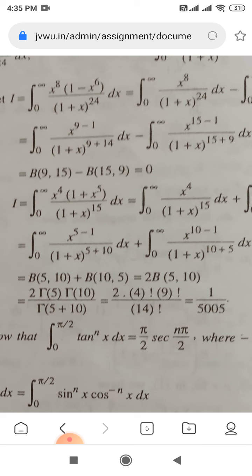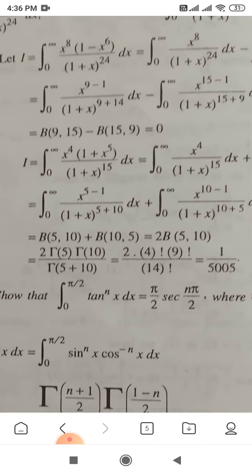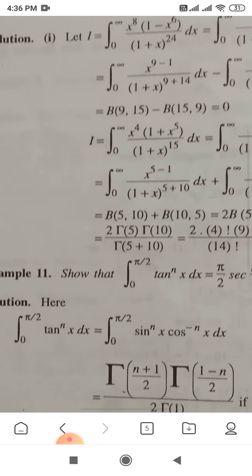Express it in the gamma function: beta(m, n) is equal to gamma m gamma n upon gamma(m + n). So the value of 2 beta(5, 10) is equal to 2 gamma 5 gamma 10 upon gamma(5 + 10). So gamma 5 is equal to factorial 4, gamma 10 is equal to factorial 9, and gamma 15 is equal to factorial 14, and simplifying the same, you get the value 1 upon 5005.